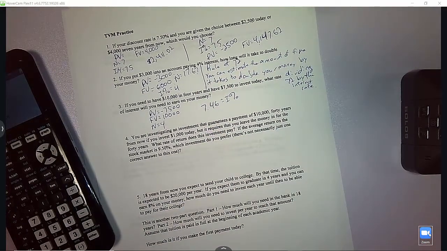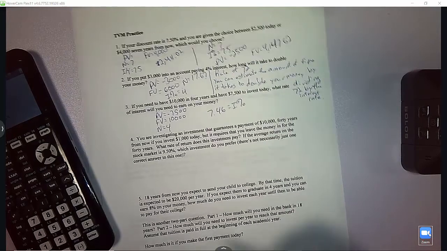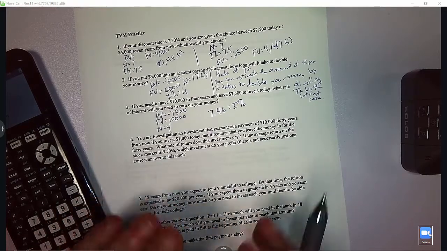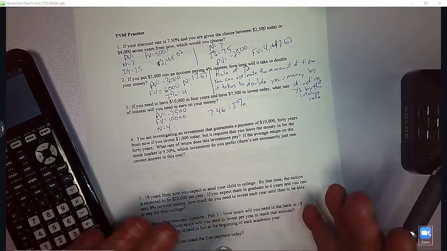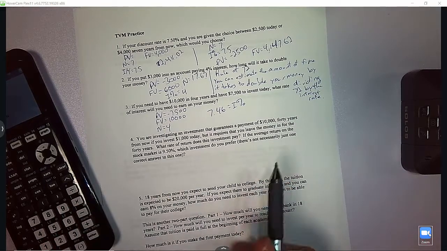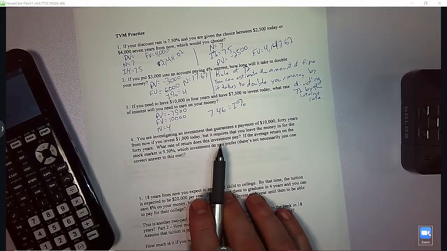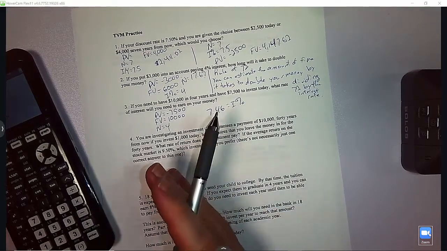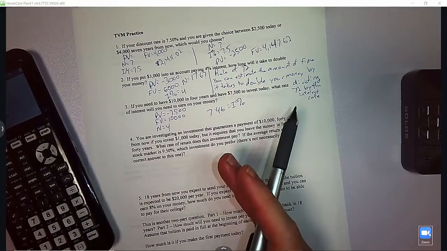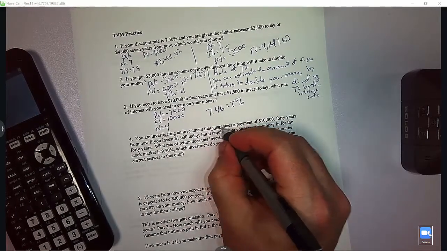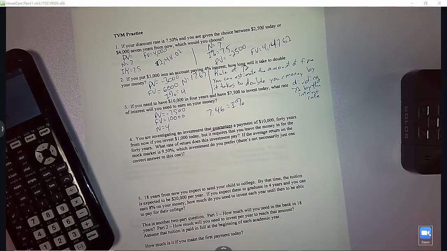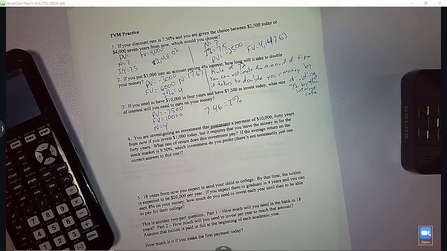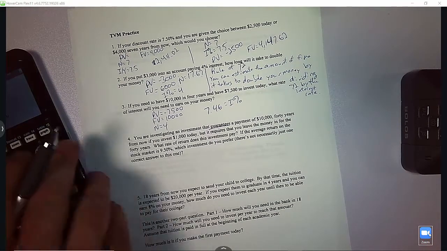So this next question, there's a calculation that's required. Then the second part of the question is your opinion, and I'm going to talk a little bit about what might influence your opinion in this case. So you're investigating an investment that guarantees a payment of $10,000 40 years from now if you invest $1,000 today. So put $1,000 in today, and in 40 years you're going to get $10,000. Notice here the word guarantees. So this is a risk-free investment. However, you're required to leave the money in for 40 years. What rate of return does this investment pay?